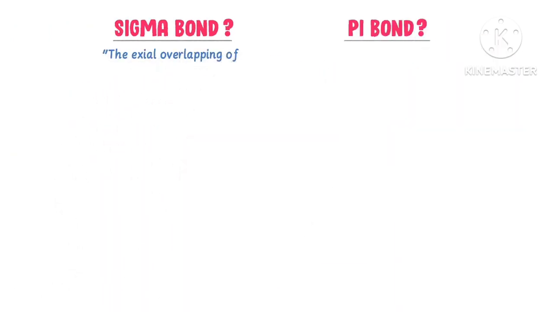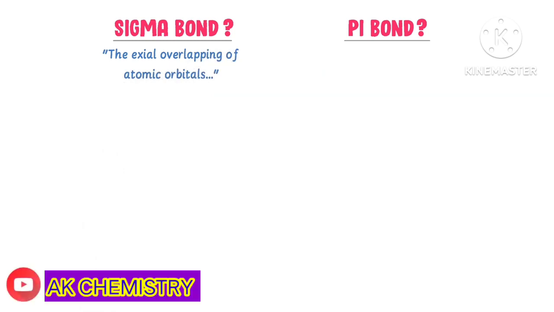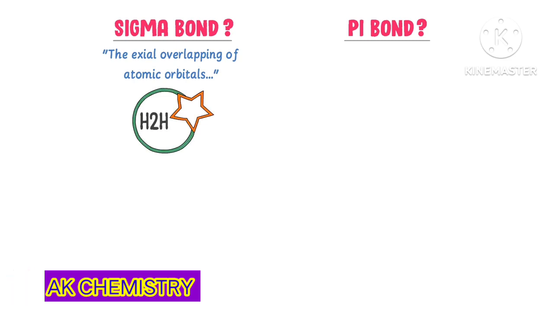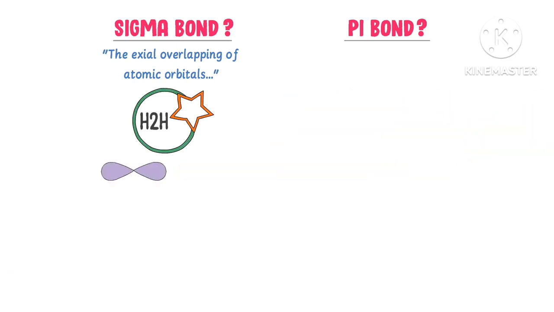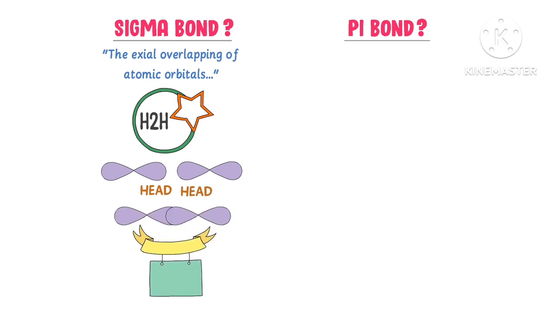Well, the axial overlapping of atomic orbitals form a sigma bond. Axial overlapping is also known as head-to-head overlapping. For example, consider these two p orbitals. This is the head of this p orbital and this is the head of this p orbital. When they both overlap headwise, it is called head-to-head overlapping. As a result, they form sigma bond.